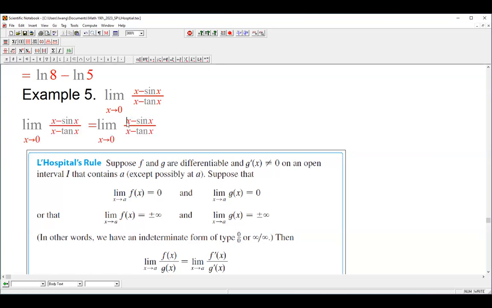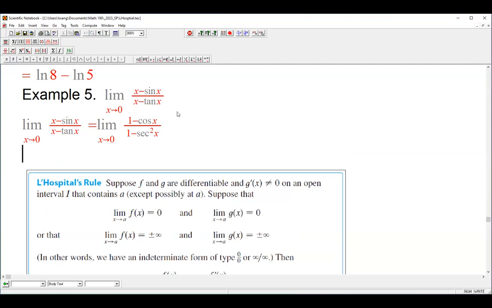The derivative of x is 1. The derivative of sine x is cosine x. The derivative of x is 1. The derivative of tangent x is secant square. Then when x is approaching 0, the numerator is approaching 0, the denominator approaching 0 because the cosine x is approaching 1, and secant square when x is approaching 0 also approaching 1. So we can use the L'Hopital rule one more time.